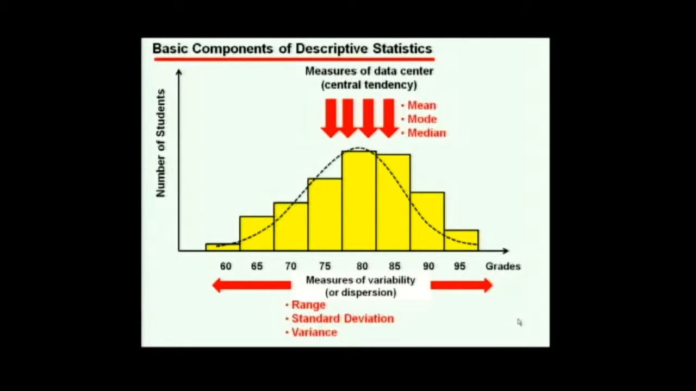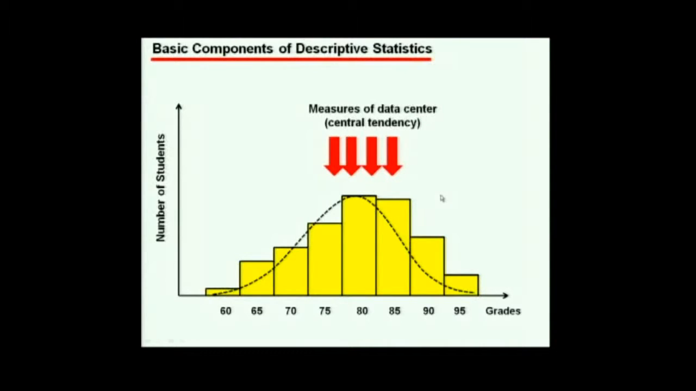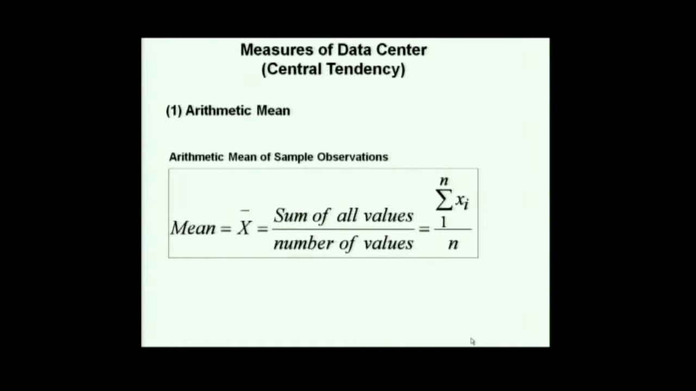Before we discuss how Microsoft Excel or other software may be used to perform these descriptive statistics in a very short period of time, let us go first and quickly review these descriptive statistics. Let's start with the measures of data center or the measures of central tendency: the mean, the median, and the mode. The mean is the arithmetic mean, and it's simply determined by the sum of all values divided by the number of values or number of observations.